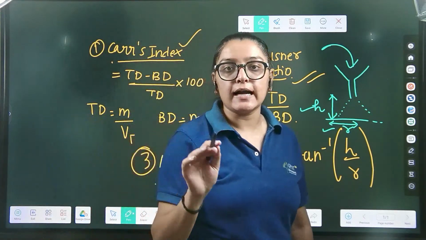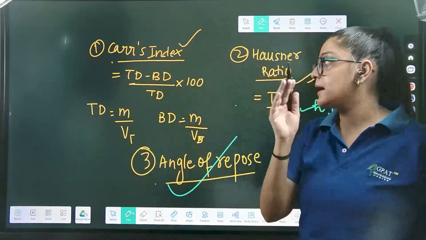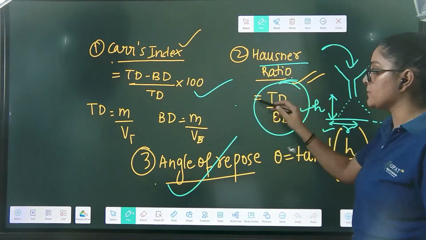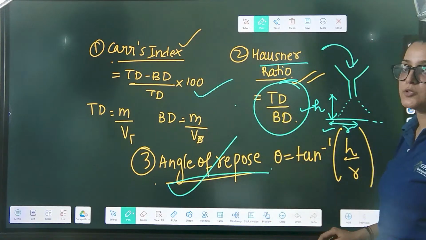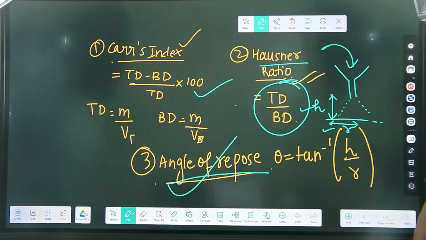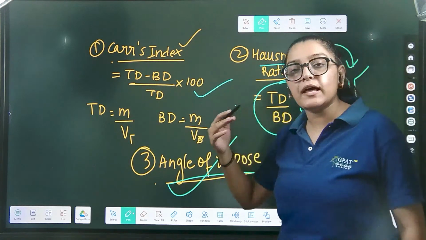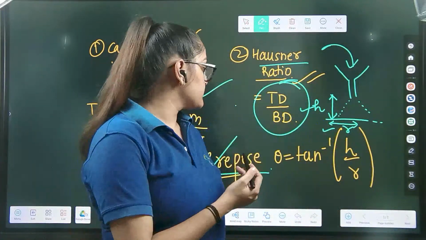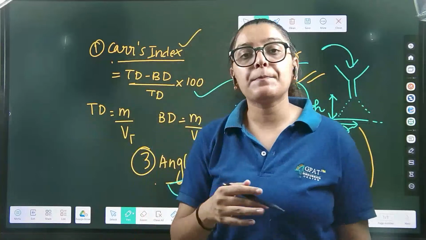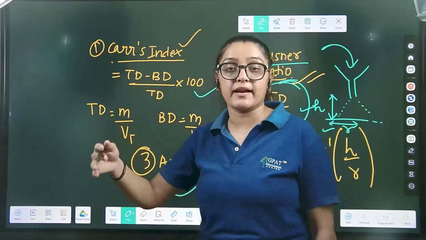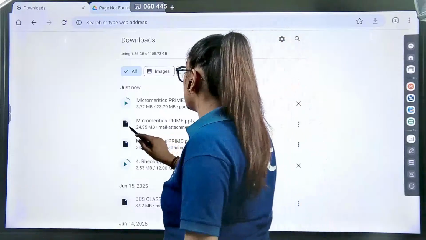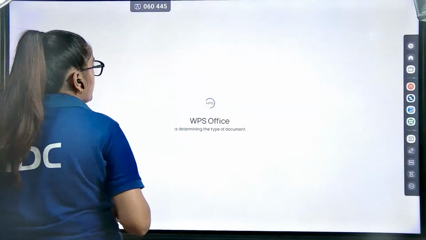So just like Carr's index, which is (tap minus bulk) upon tap into 100, just like Hausner ratio, tap upon bulk, we have angle of repose. Theta is equal to tan inverse h by r. So as the value of the Carr's index, Hausner ratio or angle of repose increases, the powder flow turns poorer, like extremely poor. So if the values are lesser, you get a better flow. Let's see what are these values, and we are going to complete this topic today.